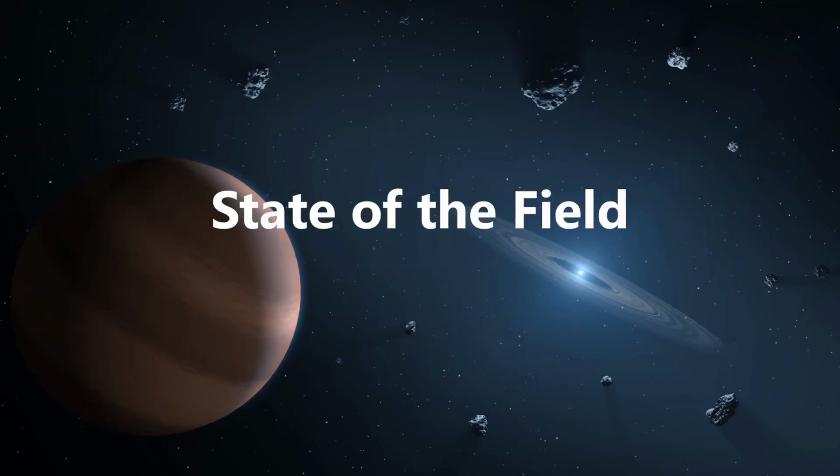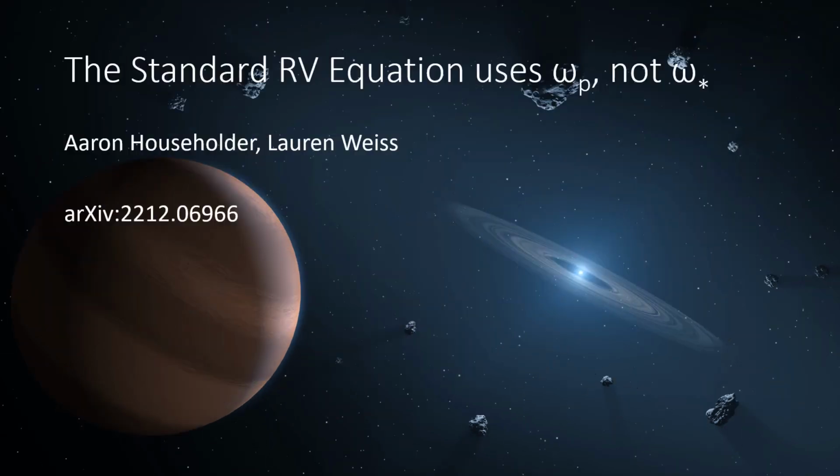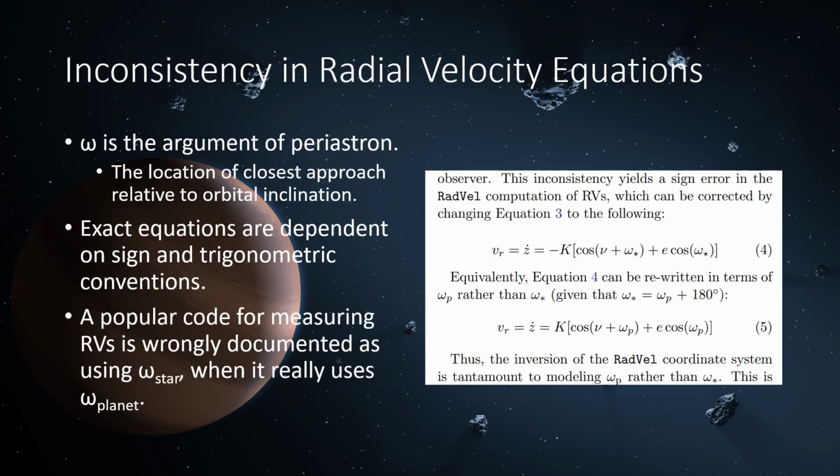There were a couple of interesting papers that affect the overall state of the field. This is probably the most surprising one. The standard RV equation uses omega p, not omega star. And this may be pretty esoteric to many viewers. We don't usually talk about the details of the orbital mechanics when looking at radial velocities of planets. It's just about their mass and orbital period.